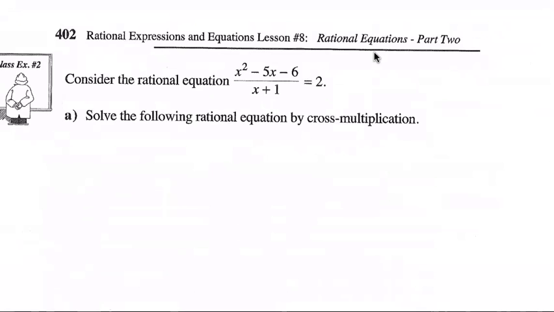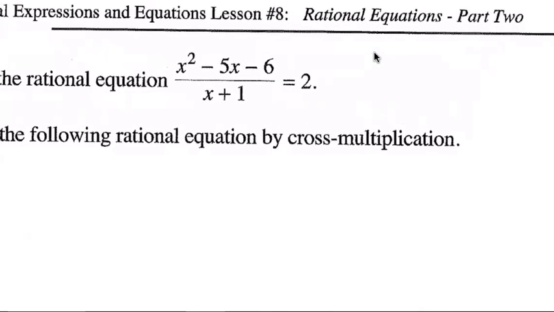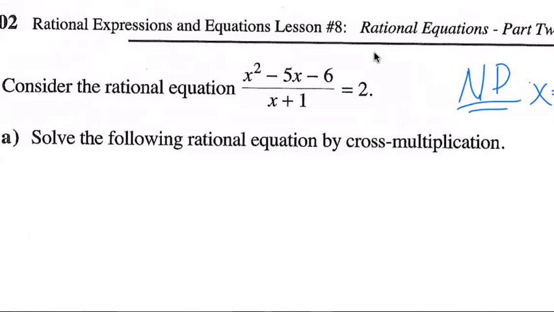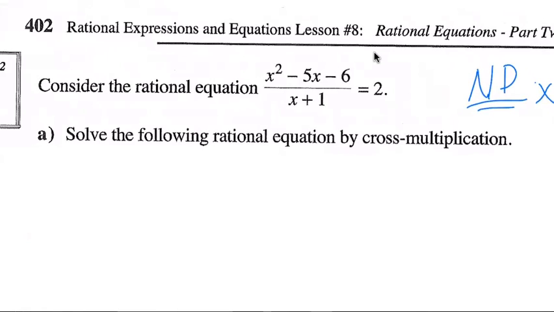Just know that you have the choice. Okay. I'm not going to solve this by cross multiplication because that's not the way I've been showing you. So I'm just going to continue doing this. My non-permissible value, I can state already, x cannot equal negative 1. And then what I would actually do with this question is I would factor this question first.